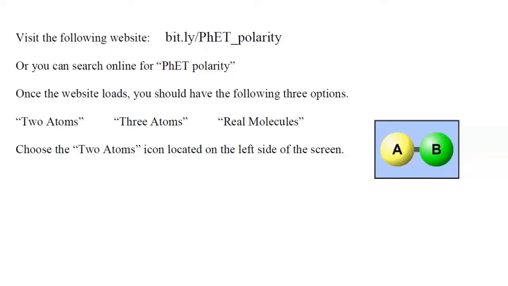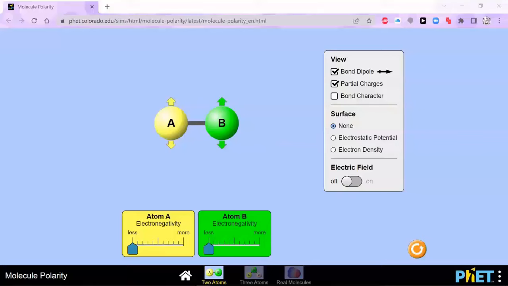of a bond. I will put the link to the website in the video description area, and you'll be choosing the two atoms icon that is located on the left side of the screen once the website loads. In this simulation we have a bond between atoms A and B, and I have checked the box for bond dipole, which will be indicated by an arrow, and I've also checked the box for partial charges.